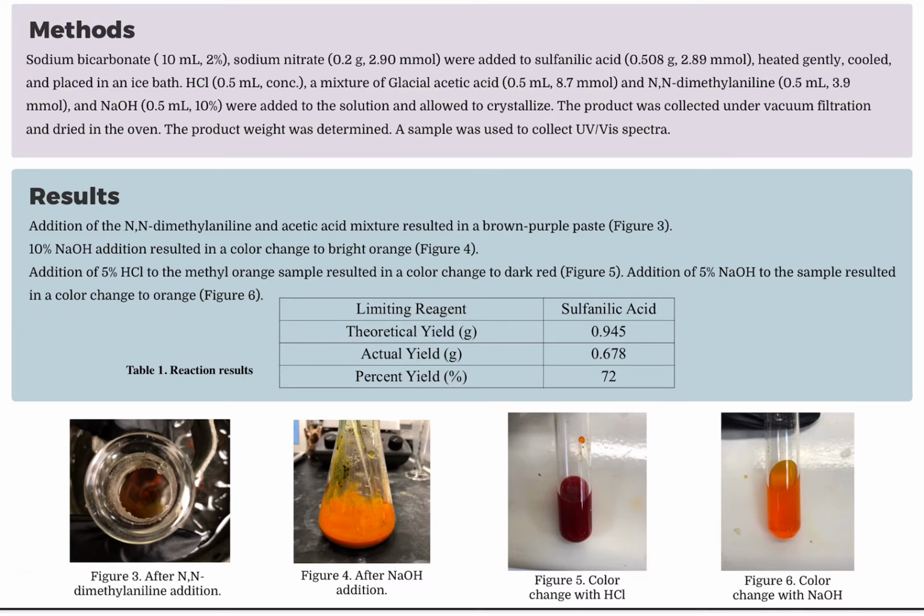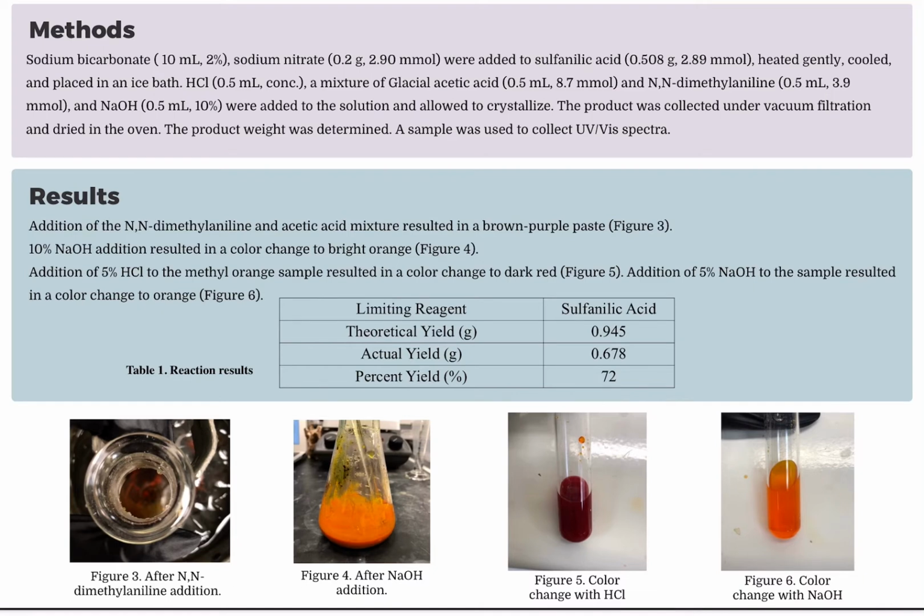Sulfanilic acid was added to sodium bicarbonate until the solution tested basic. Then sodium nitrite was added and the solution was heated gently, cooled, then placed in an ice bath, and hydrogen chloride was added dropwise. A mixture of glacial acetic acid and N-dimethylaniline, which formed the nucleophilic aromatic molecule, was added to the solution, along with sodium hydroxide, and allowed to crystallize. The product was collected under vacuum filtration and further dried in the oven.